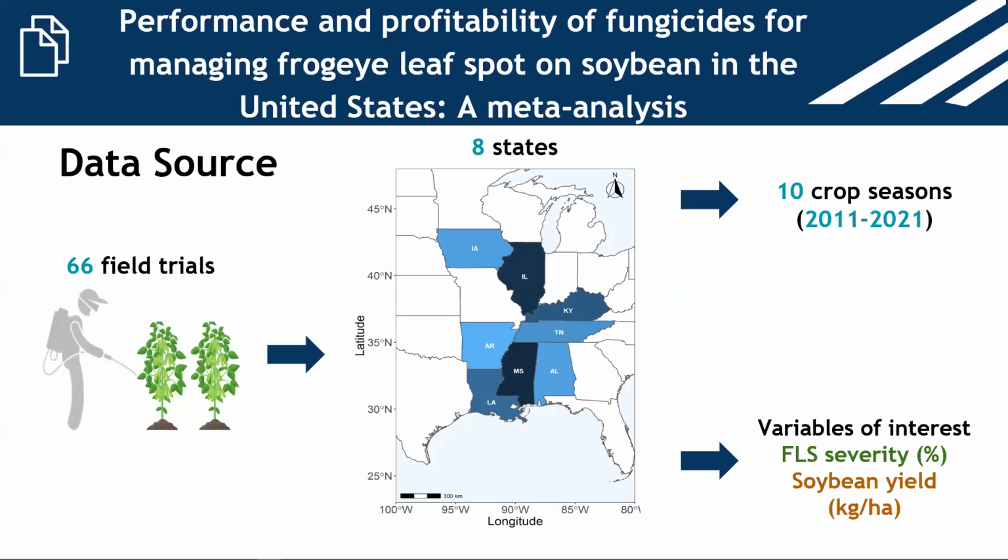Now looking at a much larger data set that spans some data from Tennessee, but across these 8 different states, across 10 cropping seasons or 10 years, total of 66 field trials. And what they were looking at was our frogeye leaf spot severity as well as soybean yield.